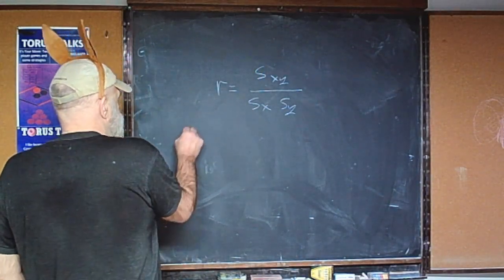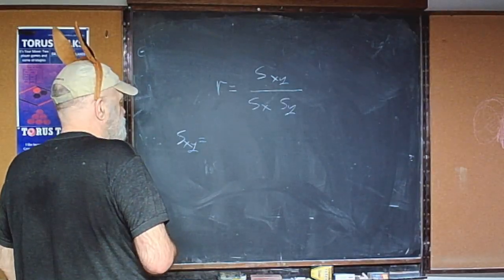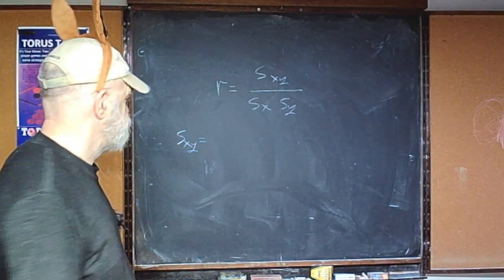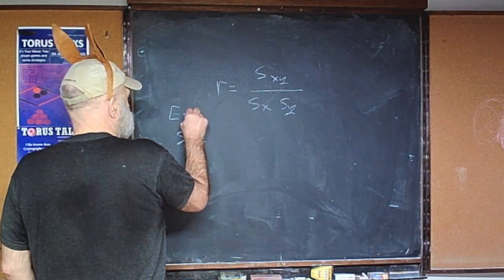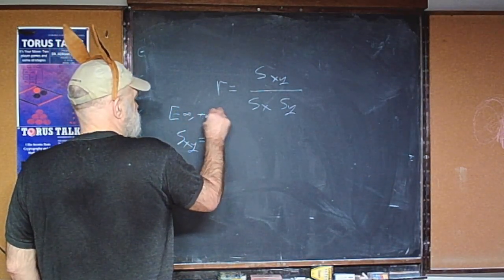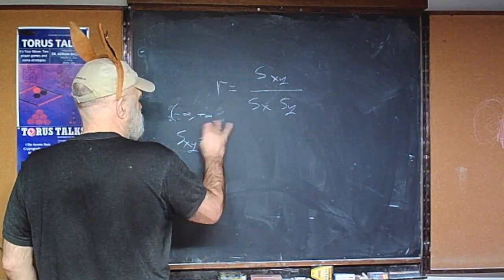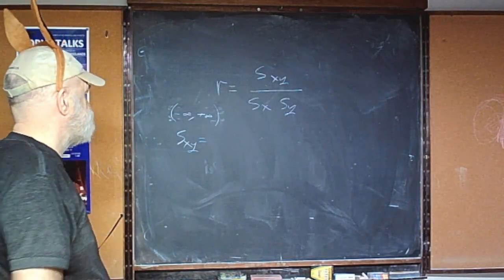If I say to you s sub xy, remember this is the only one that can be negative and the only one that can be 0. So this is the only one that can be a value between plus and minus infinity.